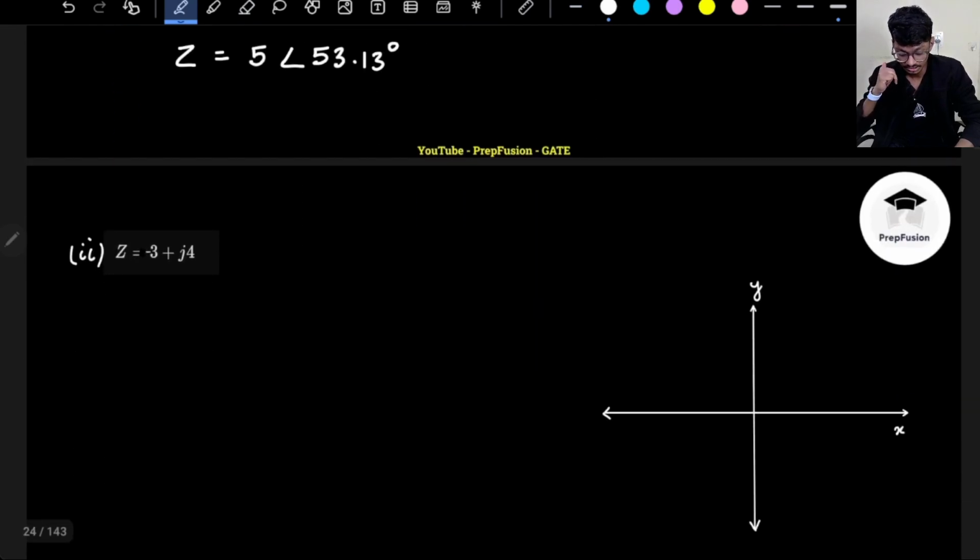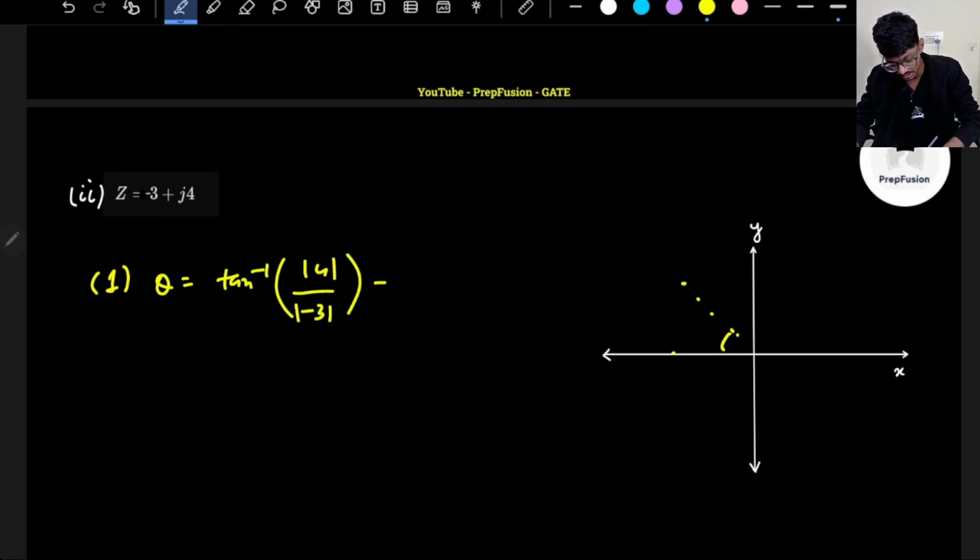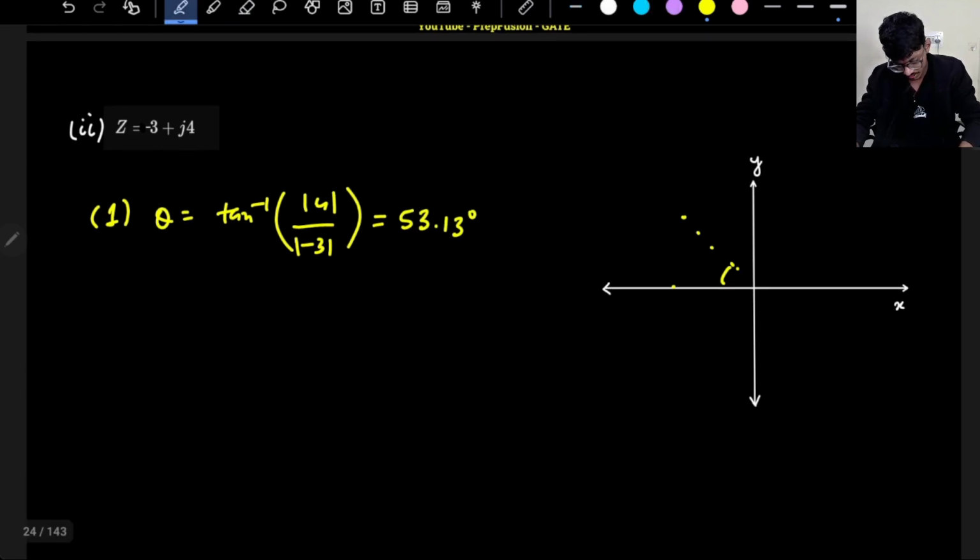This was easy. Let's come to the other parts. Now this one. Where is this lying? This is lying in the second quadrant because my x here is negative. If my x is negative, I will be lying somewhere around here, correct? So what will be the angle here? First I will calculate theta. Theta will be the same: tan inverse of mod of y upon mod of x, so mod of 4 upon mod of minus 3. This will be 53.13.